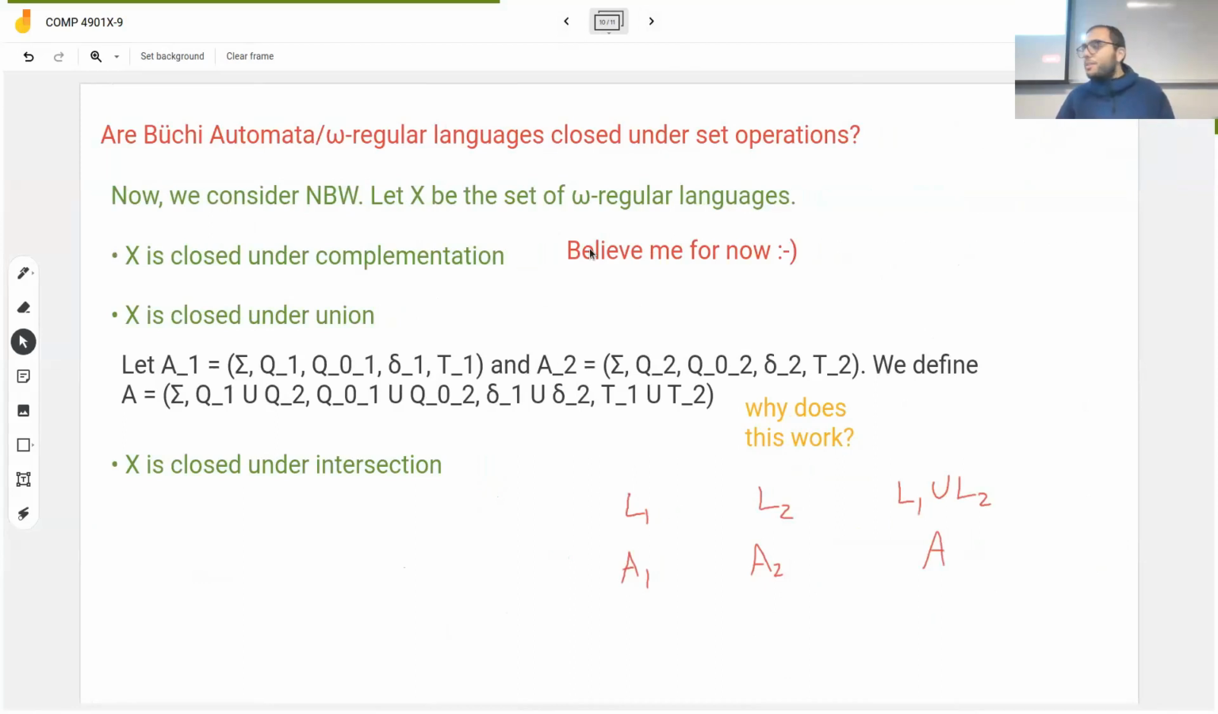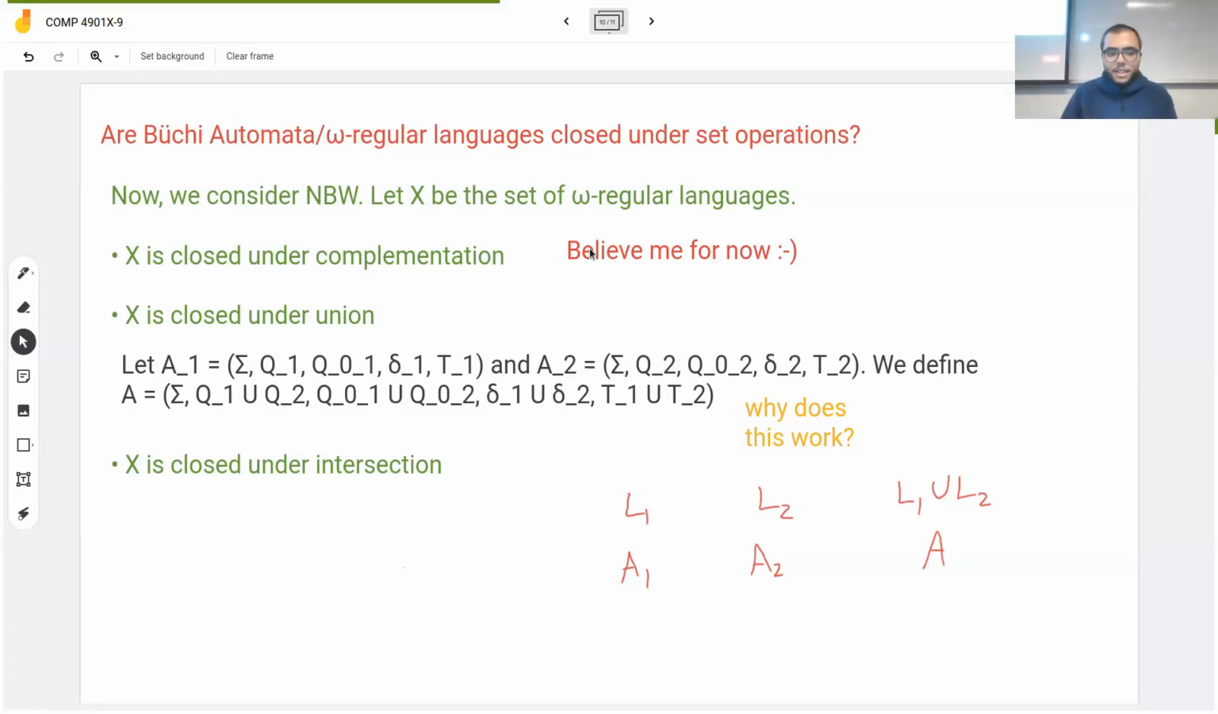Now, what about non-deterministic Büchi automata? For non-deterministic Büchi automata, first of all, just believe me for now that they're closed under complementation. Just trust me. They're closed under union. I already gave you the proof of this. It's actually easier. You don't even have to take the product when you have non-determinism. You just take a copy of each of the automata and say that I either start in the first automaton or in the second.